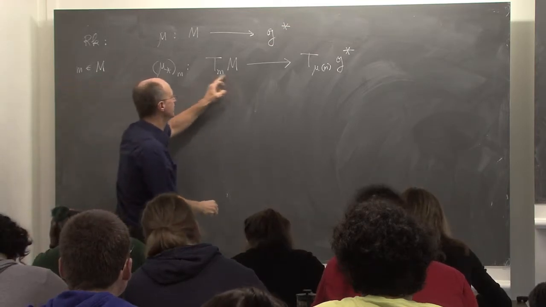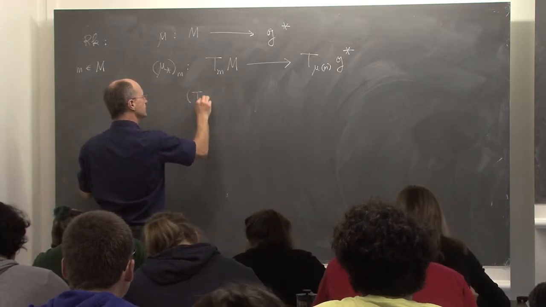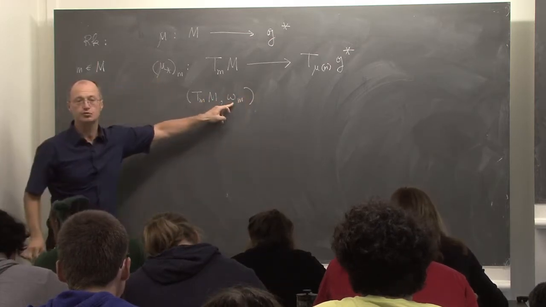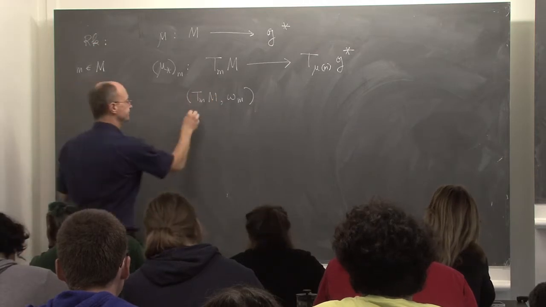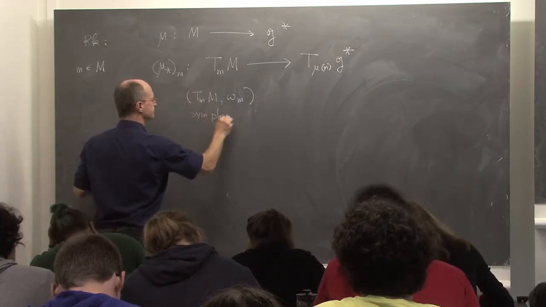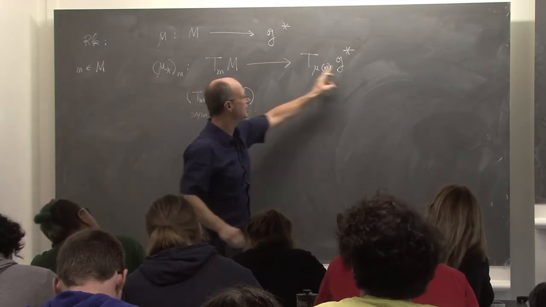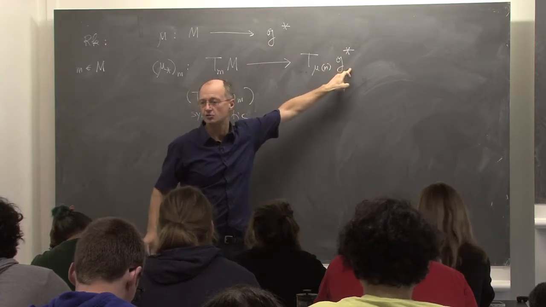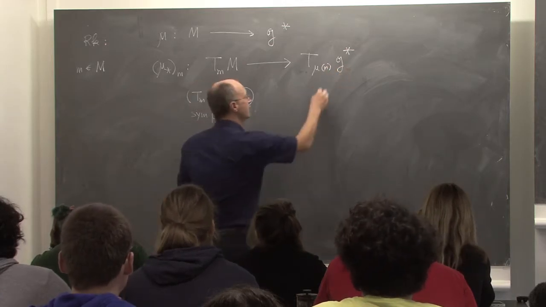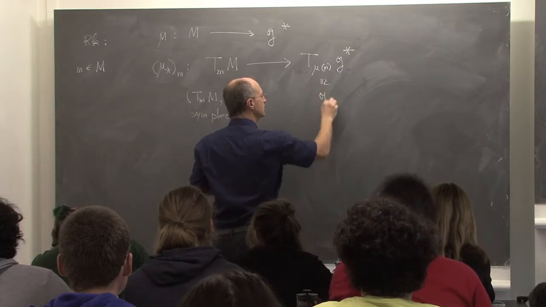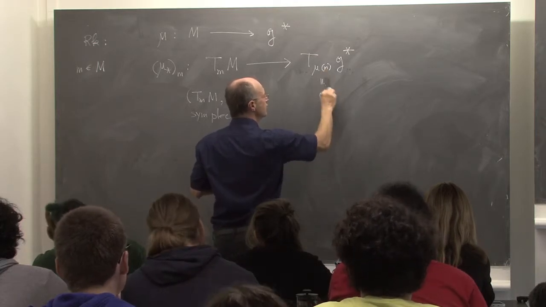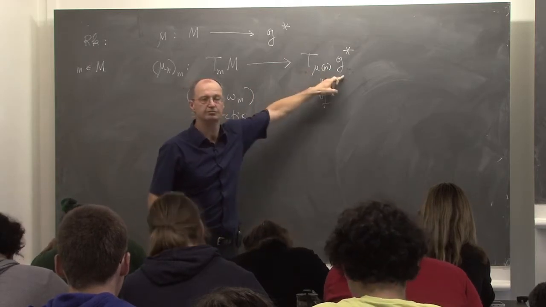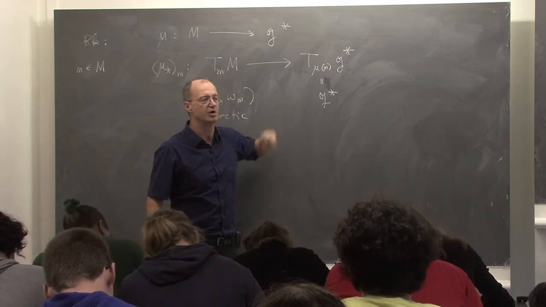Now let me recall that this space T_mM, together with the restriction of the 2-form, is a symplectic vector space. Now what about this guy? So this is a tangent space to a vector space. G star is a vector space. Therefore, it is not just isomorphic, it is just equal to that vector space. So it's a copy. So this tangent space is a copy of G star.